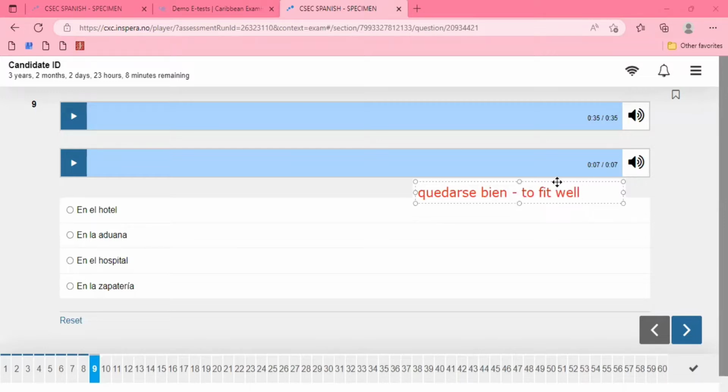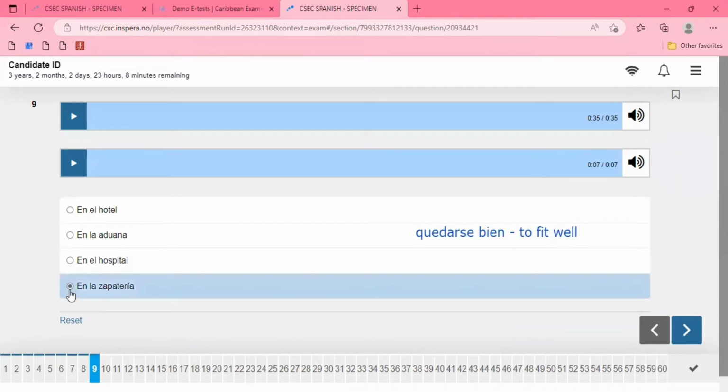So now when we talk about things fitting or not fitting, and the fact that we heard they're too big, we know that it's going to be some type of article of clothing, some type of footwear, and so the person has to be in a store. Best response is en la zapatería, in the shoe store.